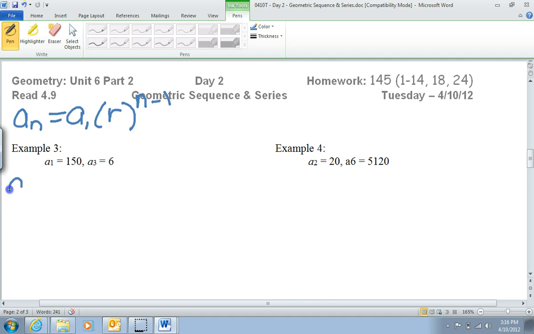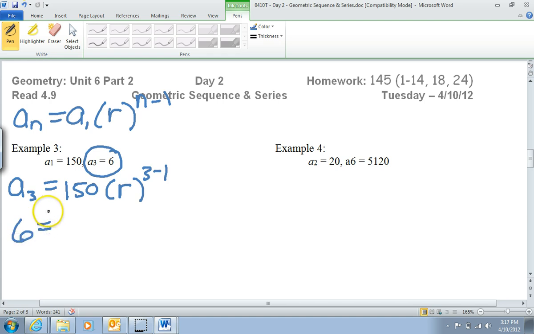I always start off with A3 just so everybody can really follow what I'm doing. AN becomes A3. And then that's going to be 150 because that's A1. I don't know R. That's what I need to find. What's N then? 3. Because the A3, that's N right there. So 3 minus 1, which of course you could just put 2. You can just go and put squared. Now I'm going to put 6 like Luke was saying from the beginning. And you can skip those steps as you feel comfortable. I just show every detail so everybody can follow me.